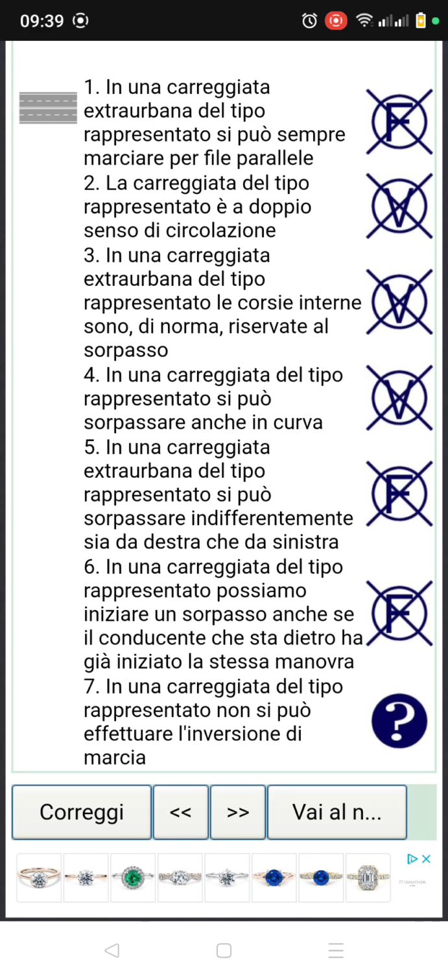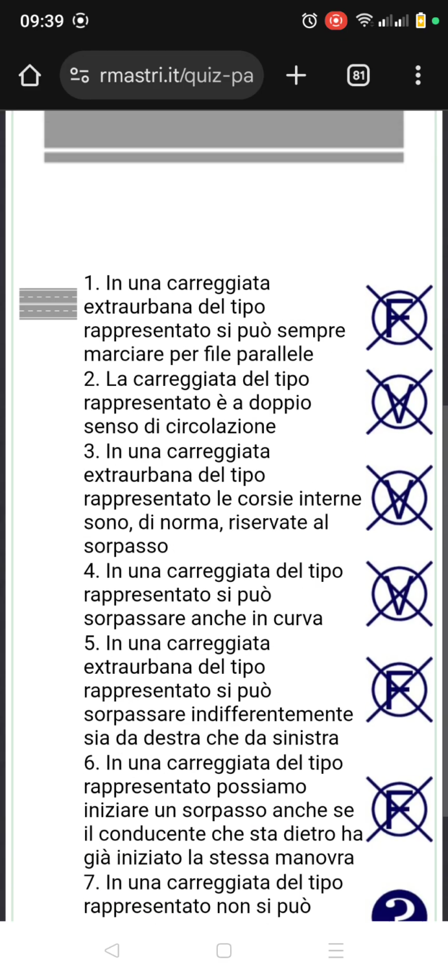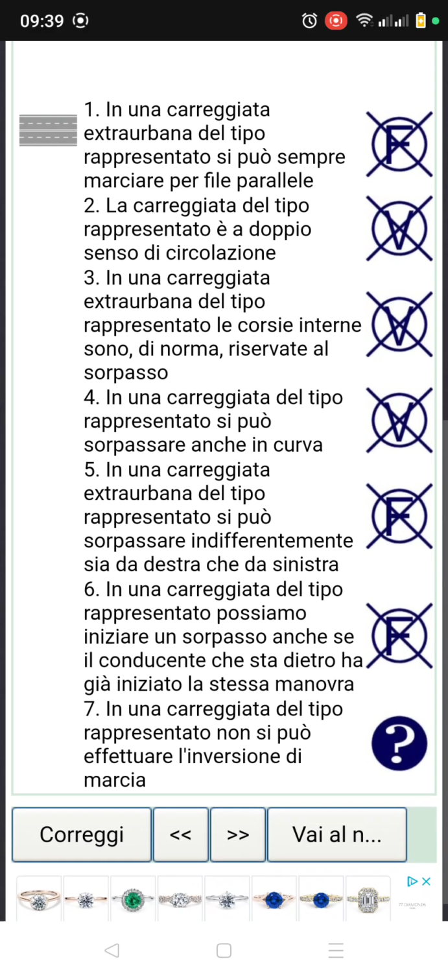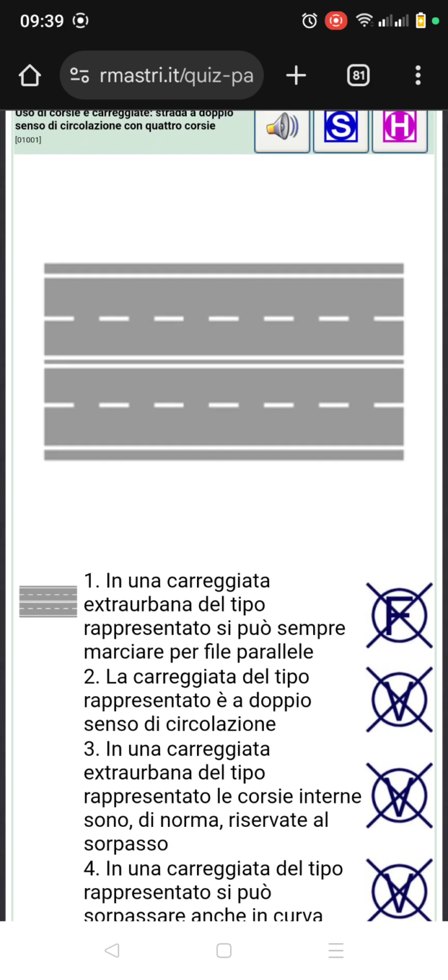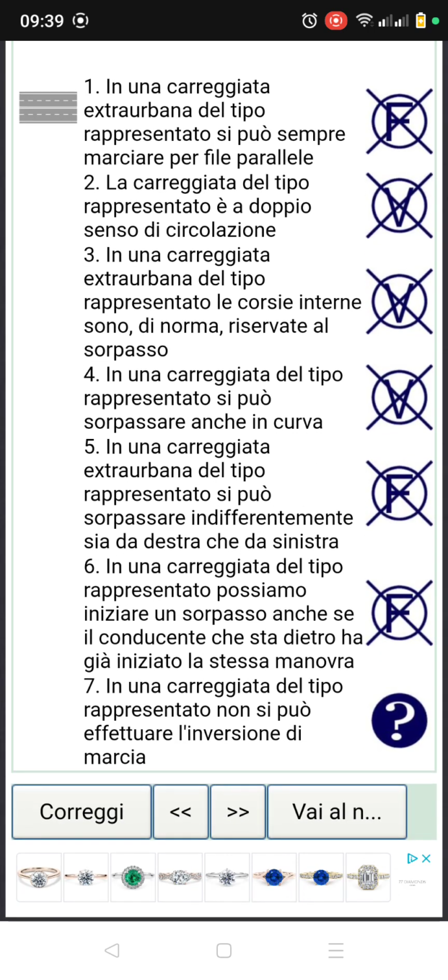Number 7. In una carreggiata del tipo rappresentato non si può effettuare l'inversione di marcia. Yes, you can't do that. In this carriageway that we are seeing here, this question says non si può effettuare l'inversione di marcia, so you can't do a U-turn. Inversione di marcia means U-turn. In this carreggiata, one of these lanes is heading to one direction, while the other two lanes are heading to the opposite direction. So none of these lanes can be used for inversione di marcia, which is a U-turn. No, you can't do that because the cars are heading to only one direction. So non si può effettuare l'inversione di marcia. Yes, it's true, you can't do that.